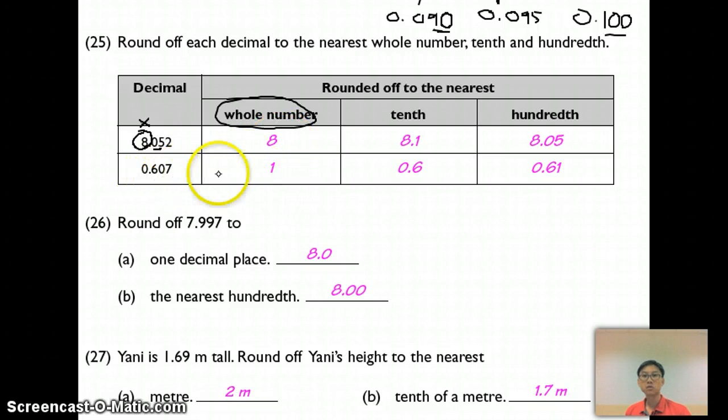I'll do 100th for the next one. Where's my 100th place? Here, this 0 is in my 100th place. So this 7 is the next place. Because 7 is greater than 5, I plus 1 here. Whatever's in front I have to keep, so this 0.6 must be kept. 0 plus 1 gives you 1. Whatever's behind will be thrown away. So your answer will be 0.61.